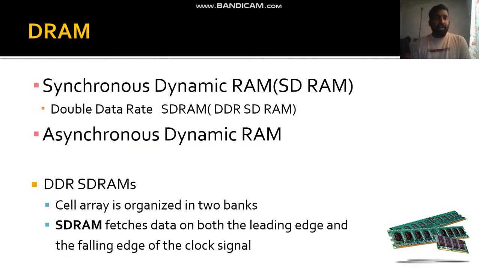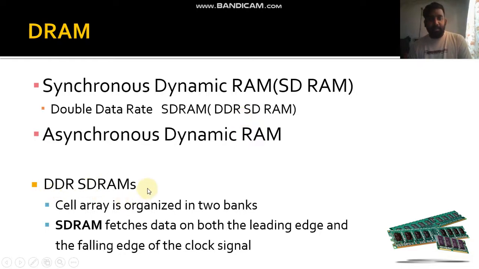Then the dynamic RAM is broadly classified into synchronous dynamic RAM and asynchronous dynamic RAM. Synchronous dynamic RAM basically works on the system clock. It works synchronously with the processor. And asynchronous dynamic RAM requires a few signals which are generated by some unit. Again, we have a modification of the synchronous dynamic RAM called double data rate synchronous dynamic RAM, also called DDR SDRAM. This is the type of RAM which is used in our computers or laptops.